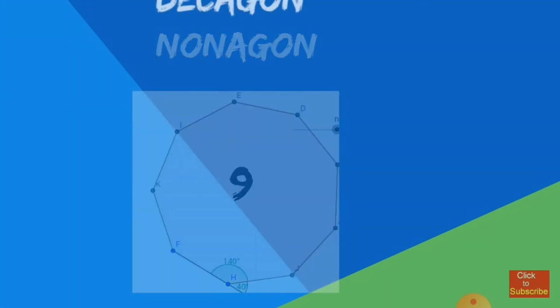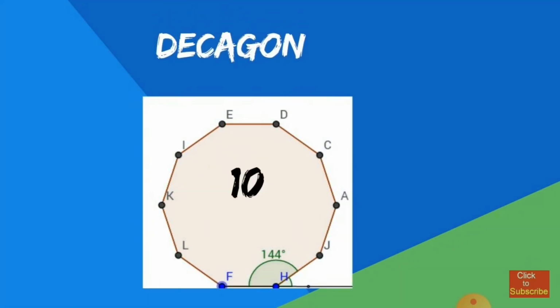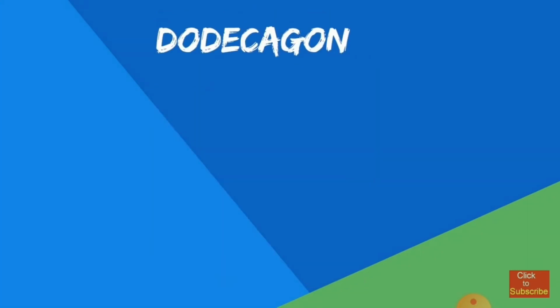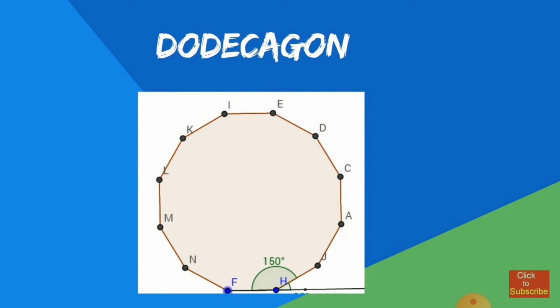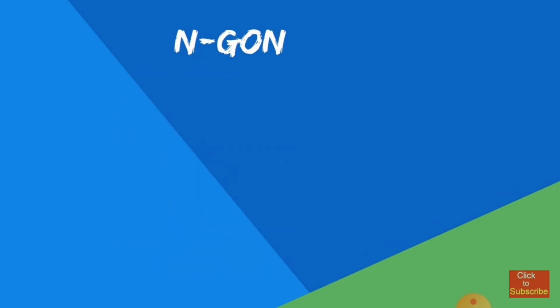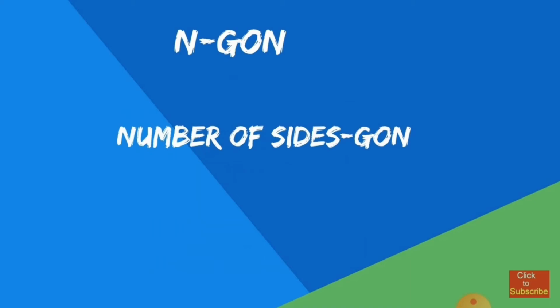Nonagon, 9 sides and angles. Decagon, 10 sides and angles. Hendecagon, that's 11 sides and angles. Dodecagon, it has 12 sides and angles. If the polygon has more than 12 sides, we can name it n-gon. N means the number of sides. For example, 13-gon, 15-gon, 20-gon, and more.